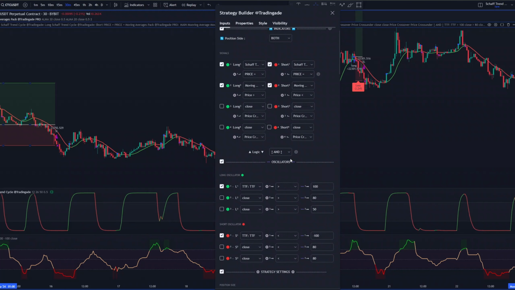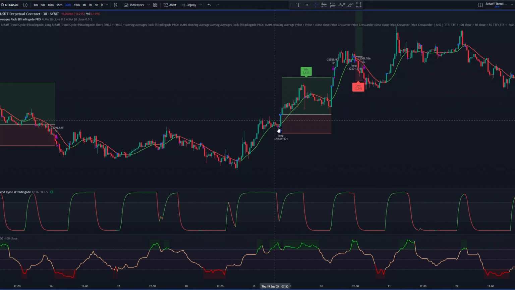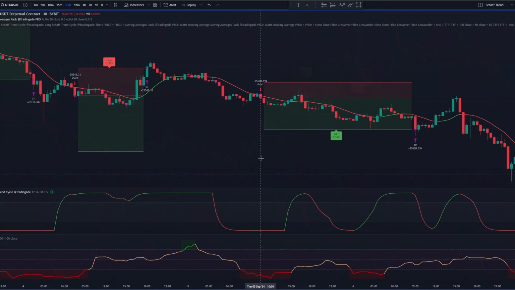Let's check some trade onto the chart. Here we have a long position, because the Schaff Trend Cycle becomes green, then we have the TTF that is in green area, and the price is above our moving average. Conversely, we have a short position, STC is red, TTF is red, and the price is below the moving average.